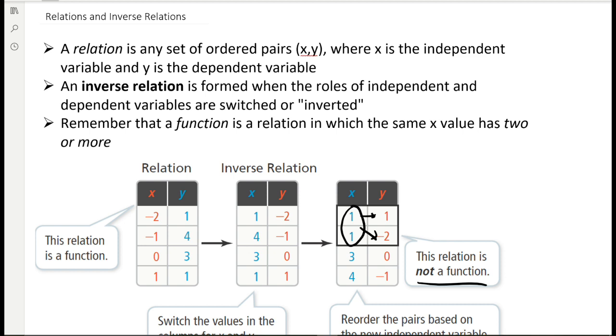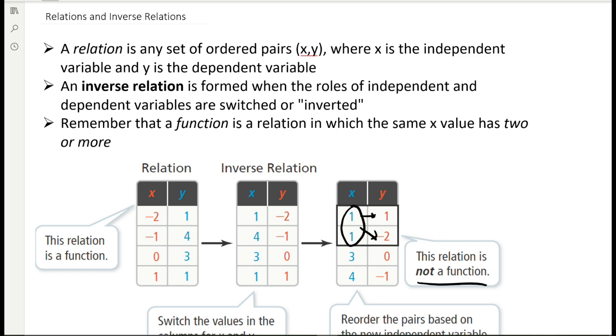So a relation, if you recall, is any set of ordered pairs x, y, where usually we say that x is the independent variable and y is the dependent variable. An inverse relation is formed when you actually switch the roles of the independent and dependent variables, or you invert them. So invert means you're swapping the roles, or switching. This is why it's called an inverse.